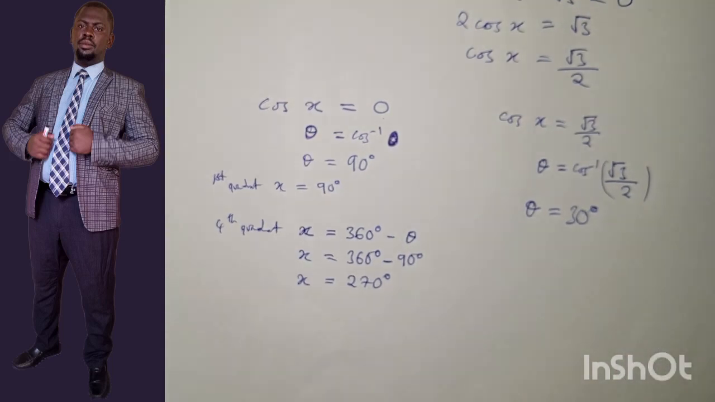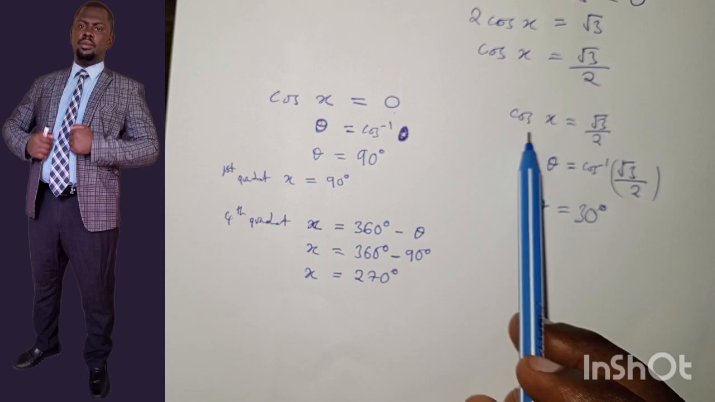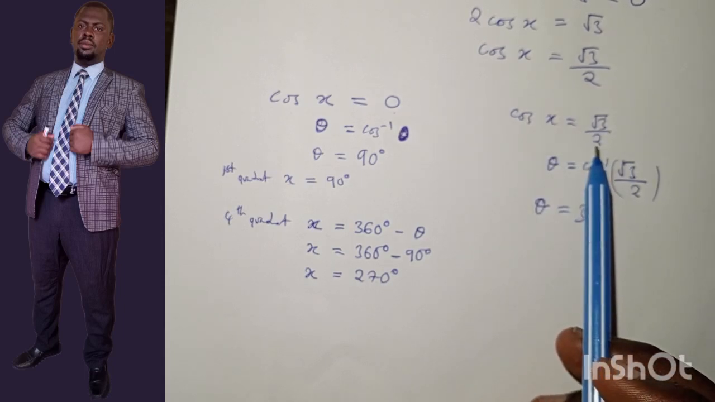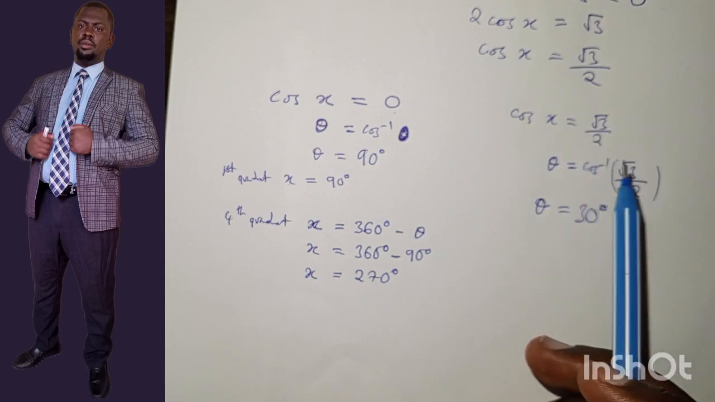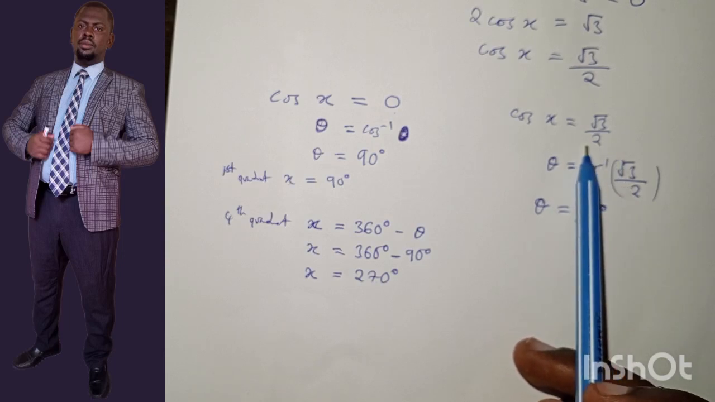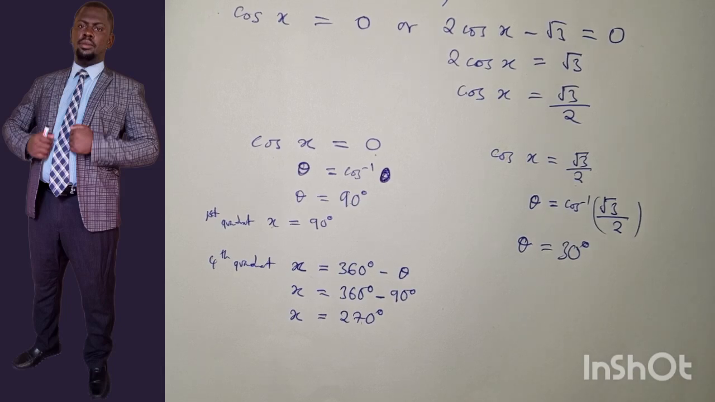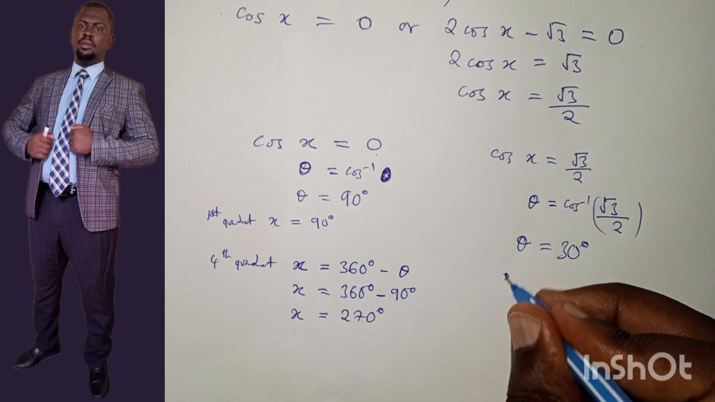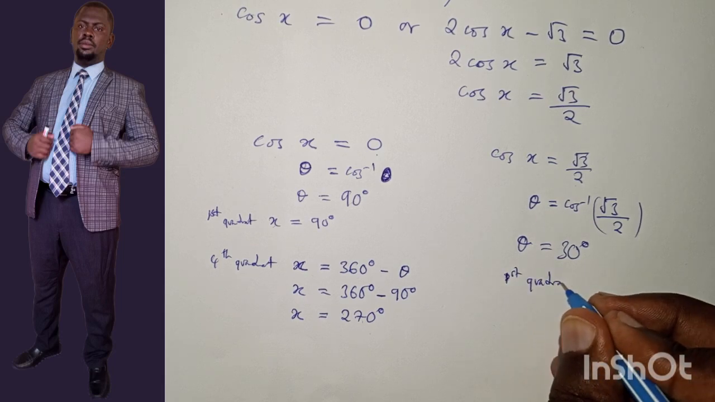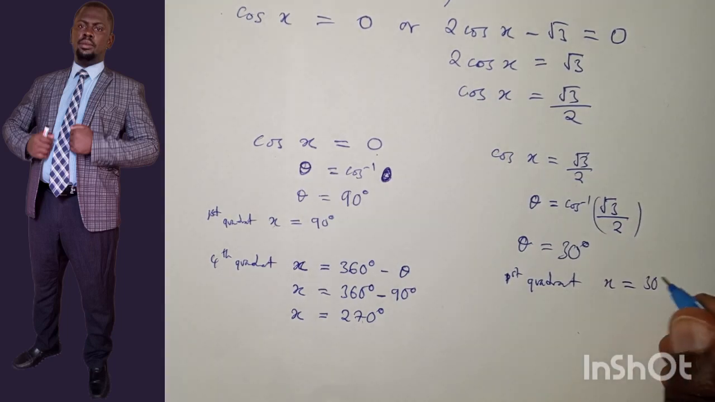Now again, the values of x from cos x equals square root of 3 over 2 we get from the quadrants where cos is positive, and cos is positive in the first quadrant and the fourth quadrant. In the first quadrant, we already have this value: x is equal to 30 degrees.